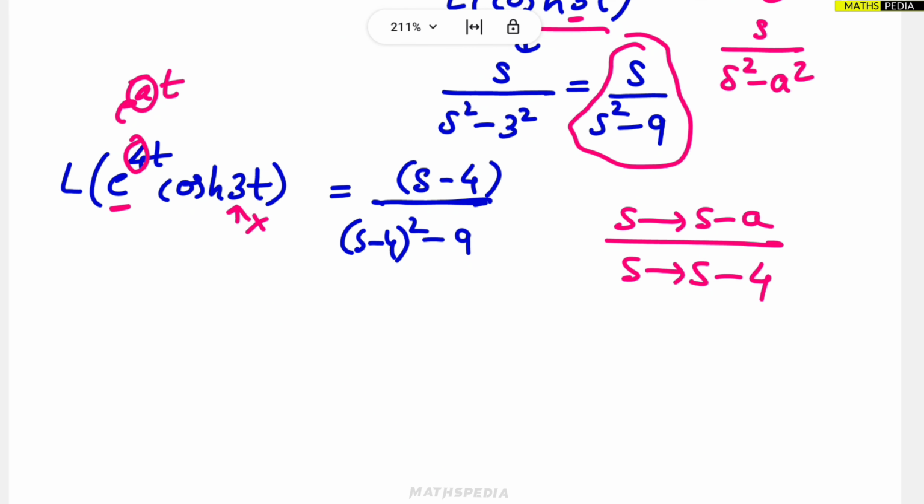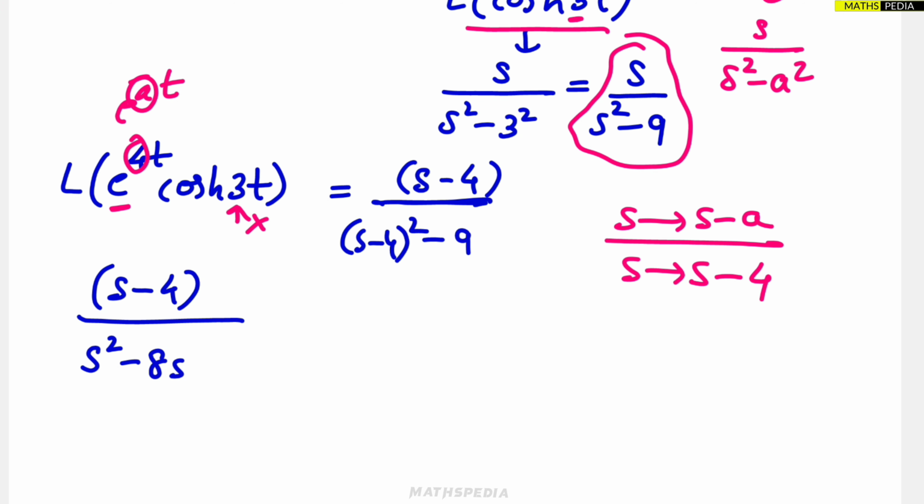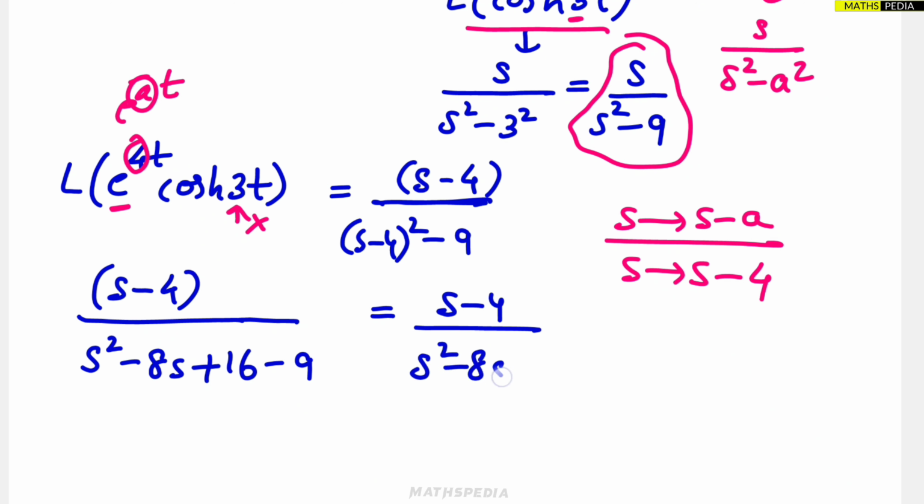Now I expand the denominator part. So s minus 4 as it is. Denominator it will be s square minus 2 into a into b, which is 8s, plus 4 square is what, 16, minus 9, which is equal to s minus 4 divided by s square minus 8s plus 16 minus 9 is 7, so plus 7.